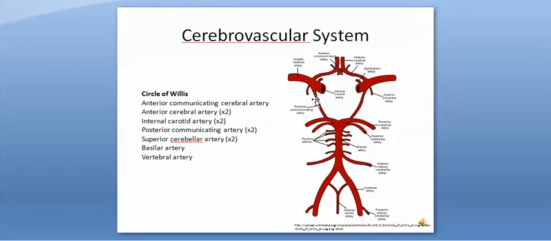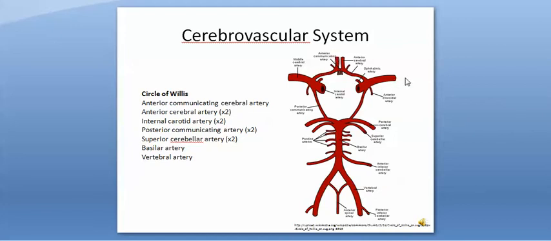Now there are two posterior communicating and only one anterior communicating, which is right here. So think the posterior communicating are much larger, and there's two of them. And then we have one anterior communicating, okay? So we have posterior cerebral, and then we have anterior cerebral up here, okay?